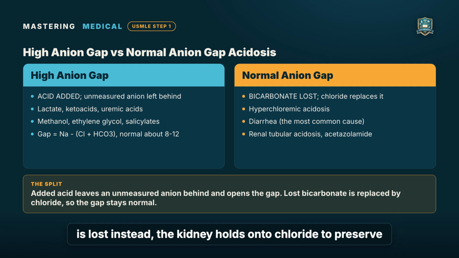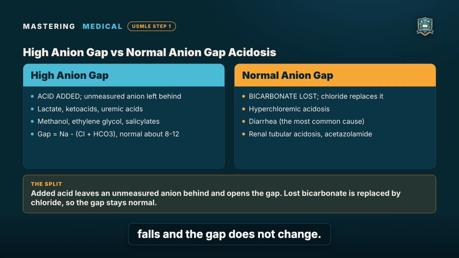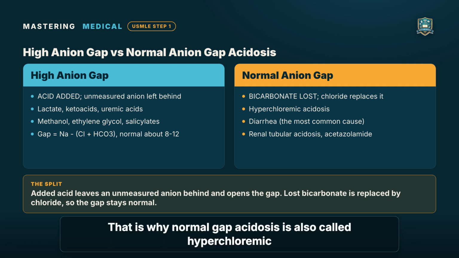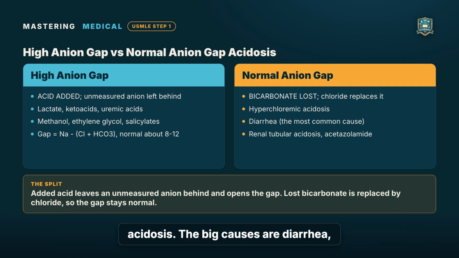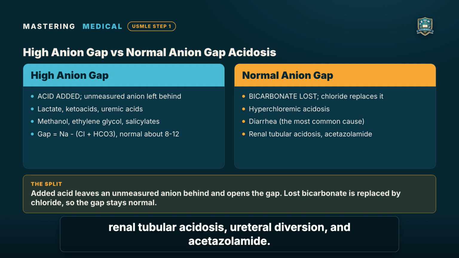When bicarbonate is lost instead, the kidney holds on to chloride to preserve electroneutrality. So chloride rises exactly as bicarbonate falls, and the gap does not change. That is why normal gap acidosis is also called hyperchloremic acidosis. The big causes are diarrhea, which is the most common one worldwide, renal tubular acidosis, ureteral diversion, and acetazolamide.